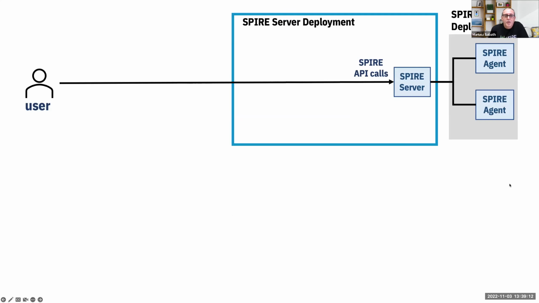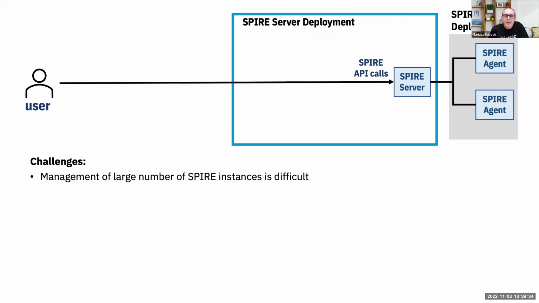So, a quick view on how this typically works. The user accesses the SPIRE server deployment using the CLI interface. This way, she can view and manage various identities coming from SPIRE agents that are connected to the SPIRE server, and that's pretty cool. However, there are a few challenges with this model.